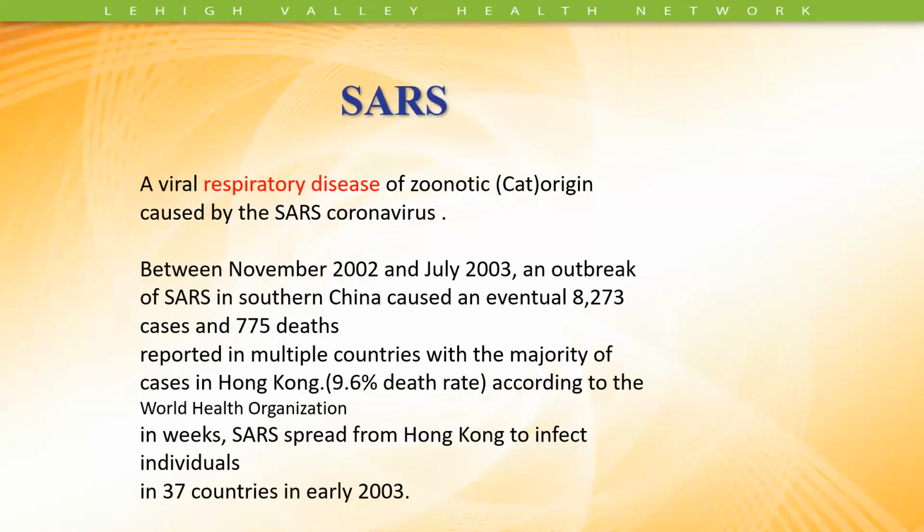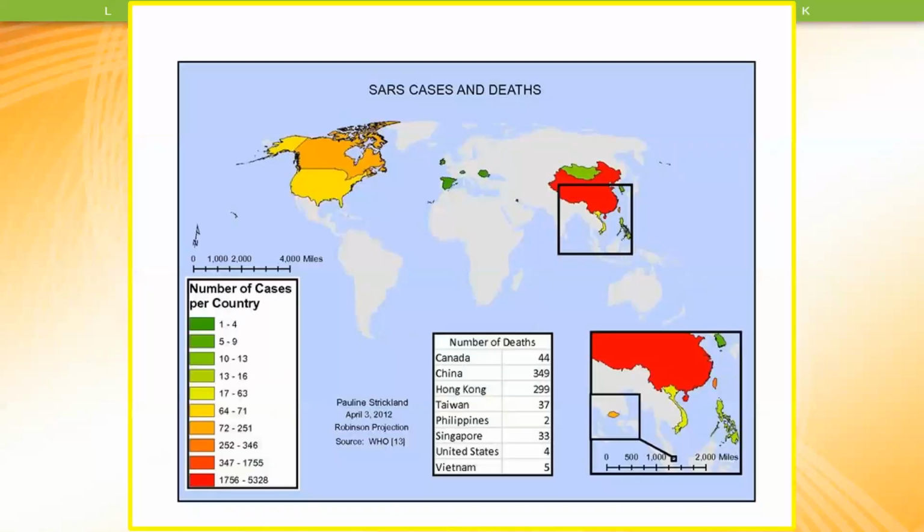They think it came from a cat. Let me just go to your slide here. So here you looked at the number of SARS cases and the number of deaths, and you can see that this is primarily an Asian disease, but there was some transmission to the United States and to Canada.